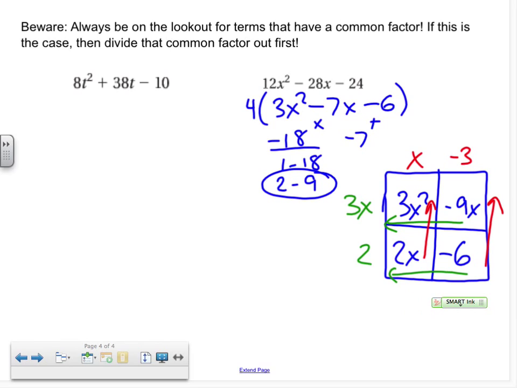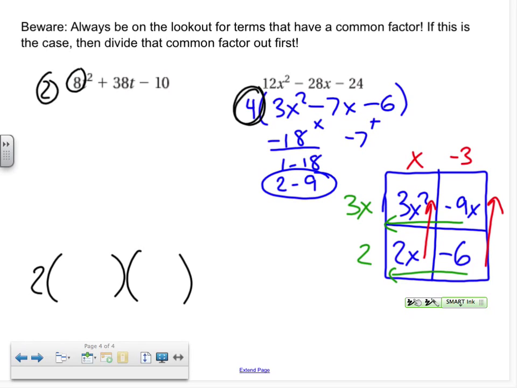So here our factored form is, and I made a mistake in the last one. I forgot the number I factored out. So on the last one, in front of your factors, you should have whatever we factored out, which was 2. So your answer should be 2 times whatever we had. In this case, it would be 4 times. Our height is 3x plus 2. And our width is x minus 3.